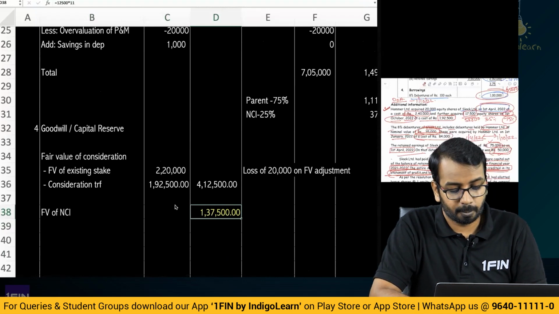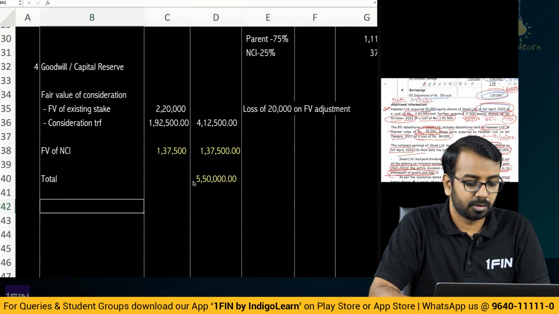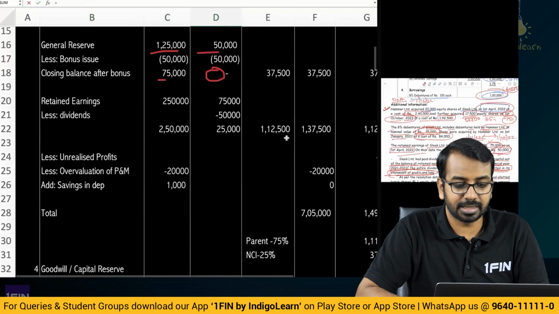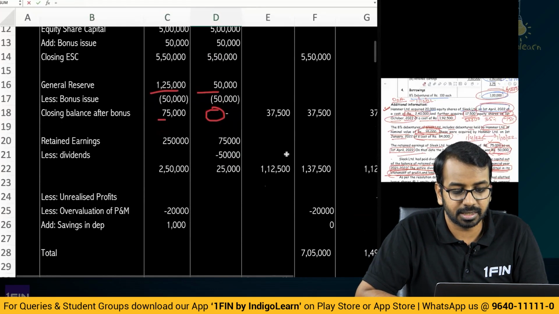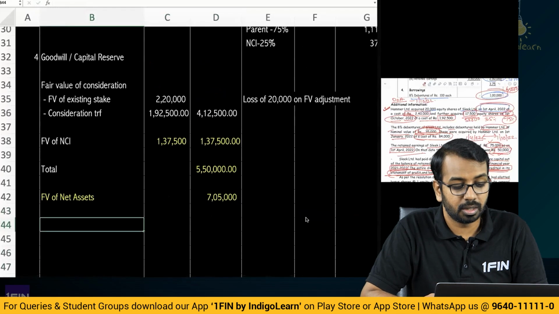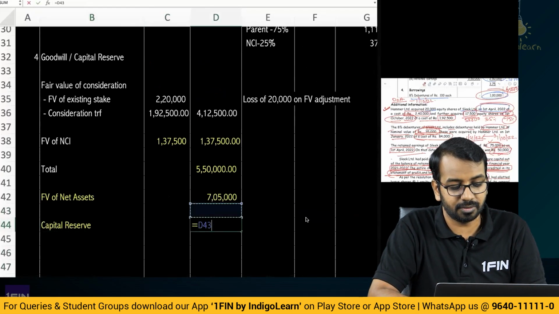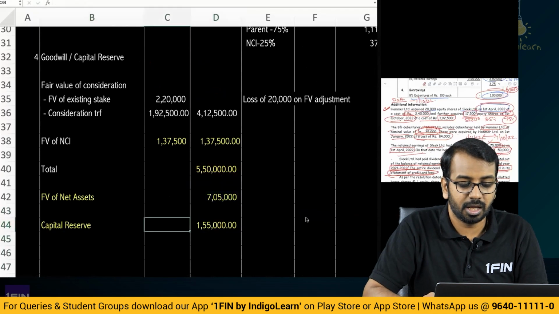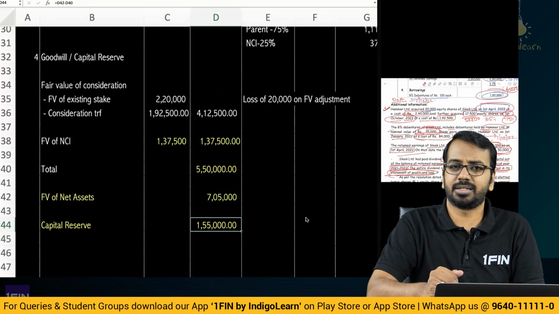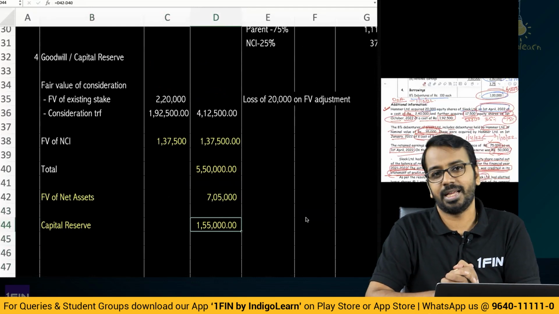What is the fair value of identifiable net assets? The fair value of net assets on the date of acquisition is given to be 7,05,000, which we have calculated. So assets are more, payment is less, it means capital reserve. So capital reserve is 7,05,000 minus 5,50,000, which is 1,55,000. After this is done, the remaining is simply additions of various items and you will get to the answer.